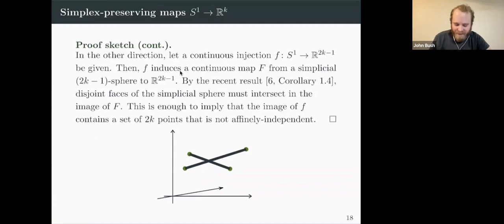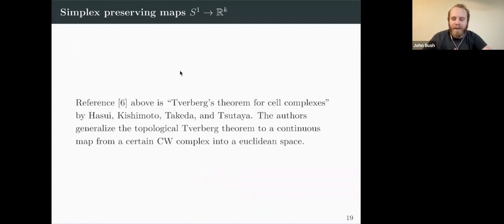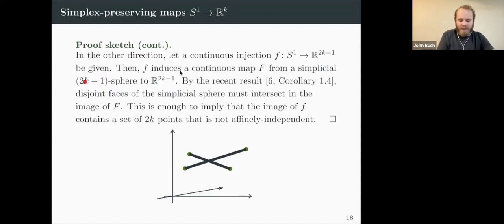Okay, so what is this reference here, 6, corollary 1.4? It's this recent paper. I think this is currently just on arXiv, but it's called Tverberg's theorem for cell complexes. In fact, Dr. Kishimoto gave a great talk about this paper through AATRN in August, I believe. And in this paper, the authors generalized the topological Tverberg theorem now to a continuous map from a CW complex into a Euclidean space. And the topological Tverberg theorem says something about a continuous map from a simplex to a Euclidean space necessarily has, with some assumptions, disjoint faces intersecting. And they've now extended this theorem to more general CW complexes. And among their results is this statement about a simplicial 2k-1 sphere to R 2k-1 has disjoint intersecting faces.